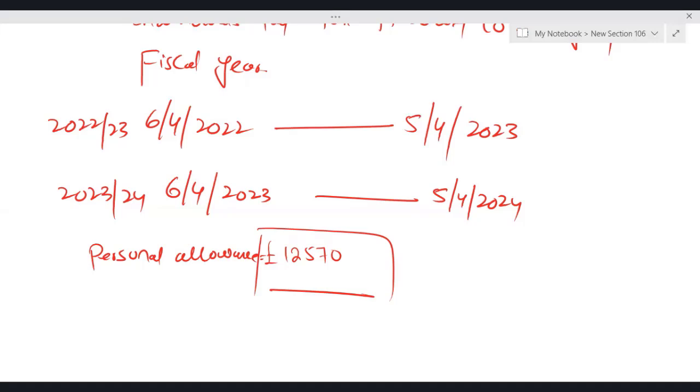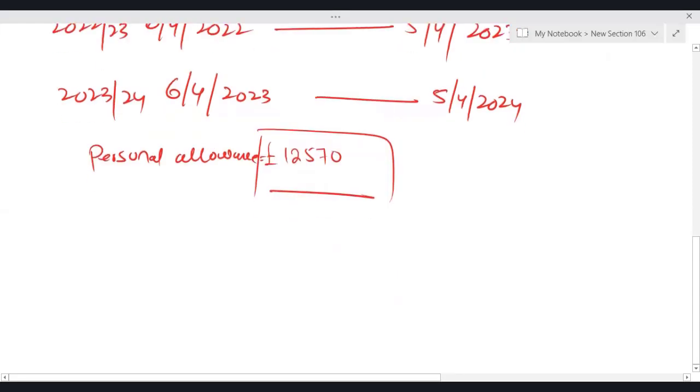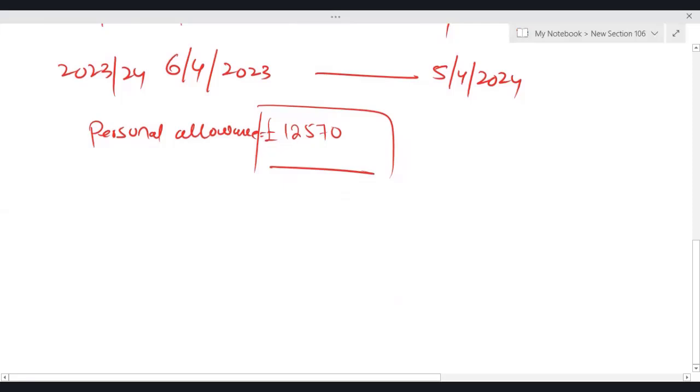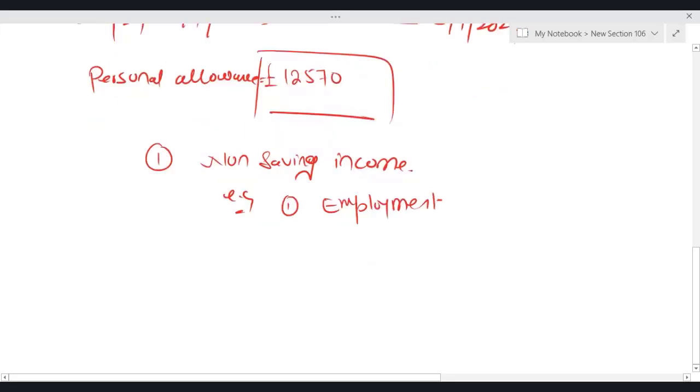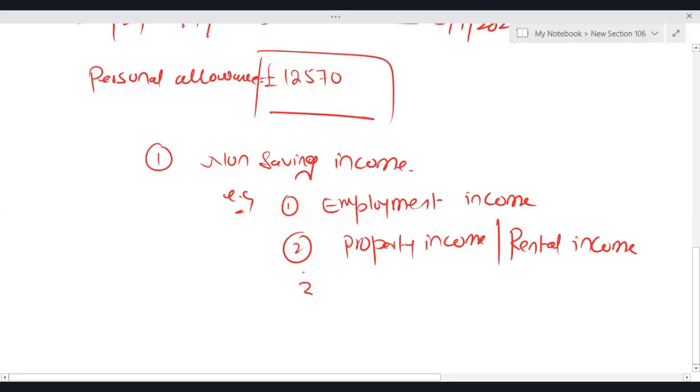Now, how do we actually calculate tax for individuals? Before learning how to calculate tax for individuals, first we need to develop an understanding of the sources of income. Individuals can earn their income from, number one, non-saving income. Non-saving income means, for example, employment income. Another example is property income, meaning rental income. Another example is that even pension income falls in non-saving income.